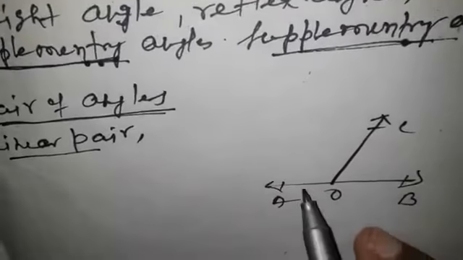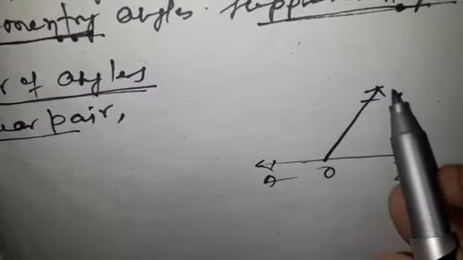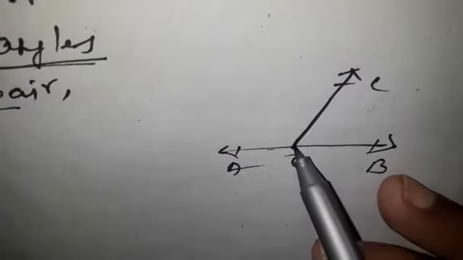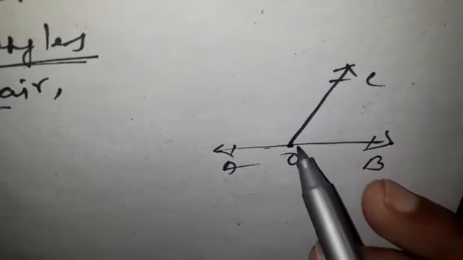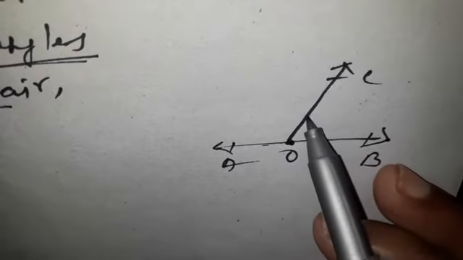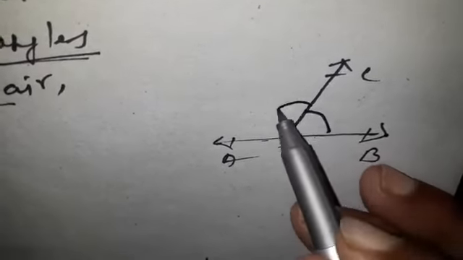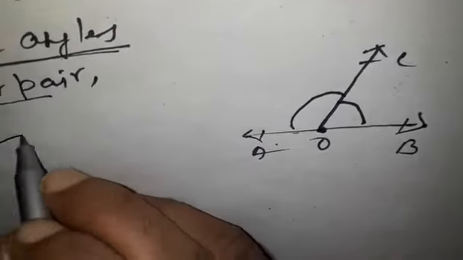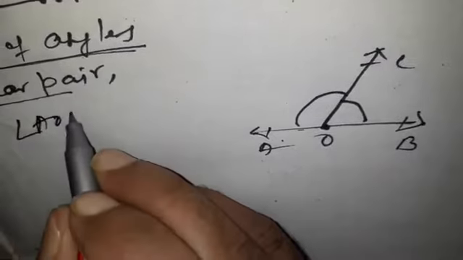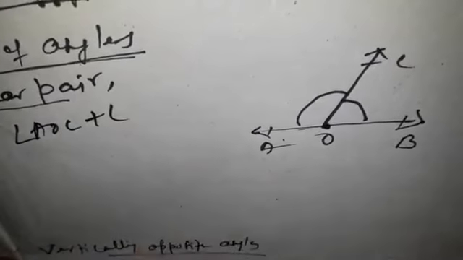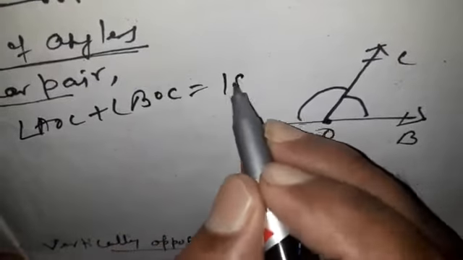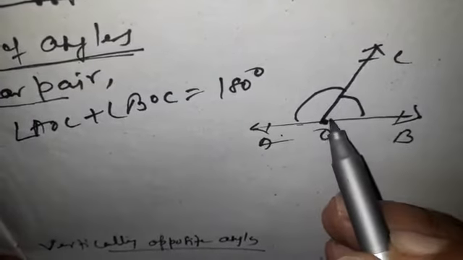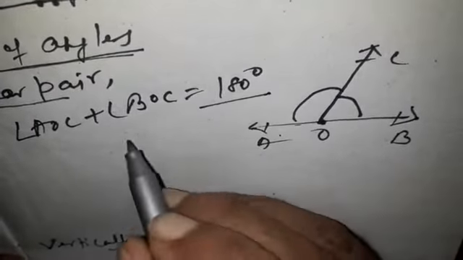First, linear pair. Here AB is a line and OC is another ray which intersects AB at O. Then angle BOC and angle AOC combine to form an angle of 180 degrees, means angle AOC plus angle BOC is equal to 180 degrees, and both angles have a common arm, so it is called a linear pair.